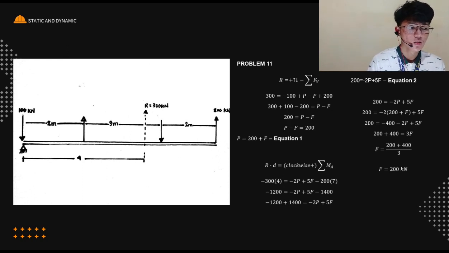So, ang mangyayari, 200 plus 400 equals 3F. And then, dahil yung F nga yung kinukuha natin, kailangan ulit natin i-manipulate yung equation. So, F equals 200 plus 400 all over 3. And then, ang makukuha nating F is 200 kN.